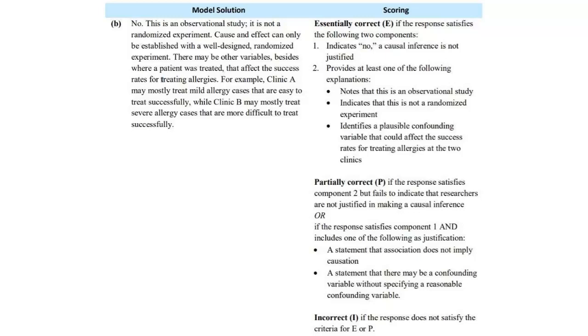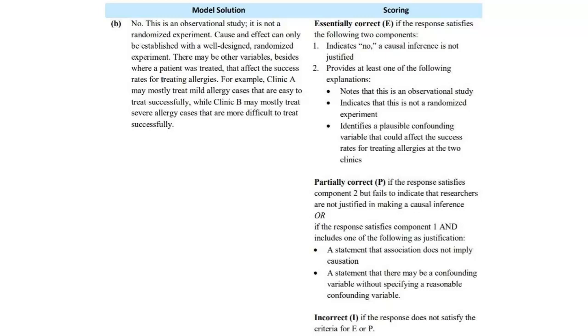There may be other variables besides where a patient was treated that affect the success rate for treating allergies. For example, Clinic A may mostly treat mild allergy cases that are easy to treat successfully, while Clinic B may mostly treat severe allergy cases that are more difficult to treat successfully.